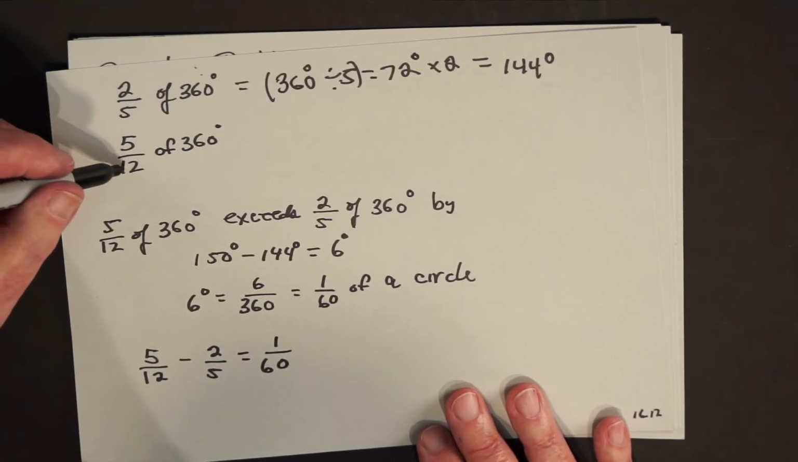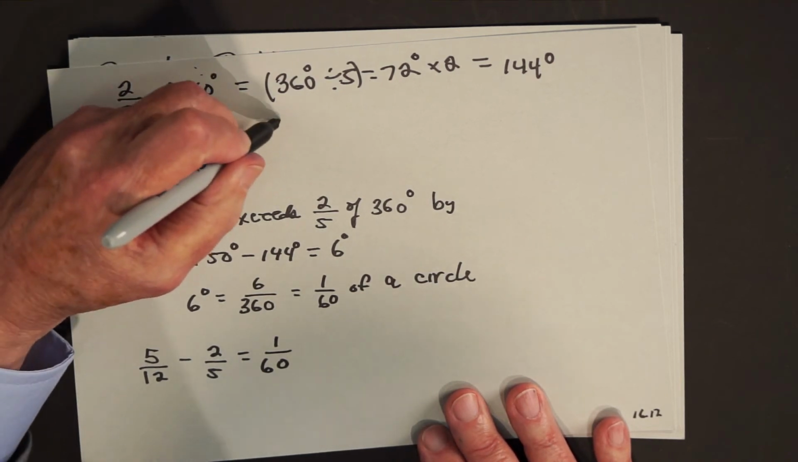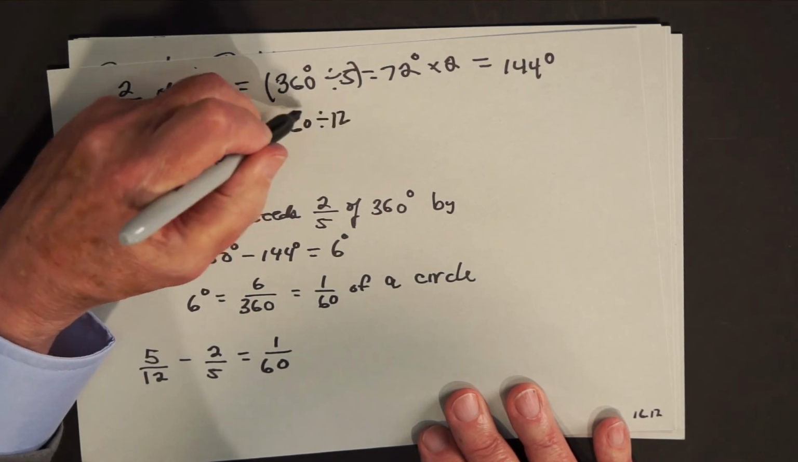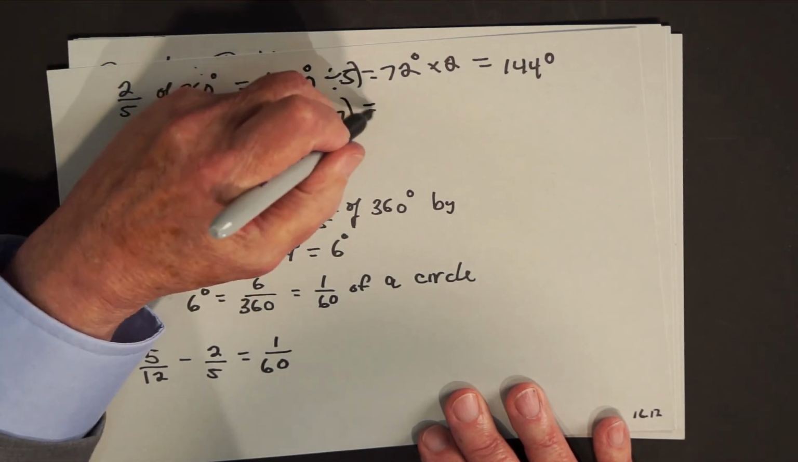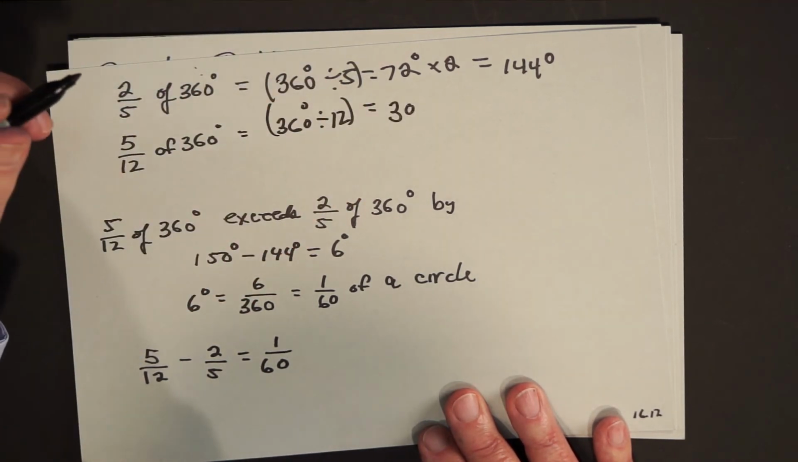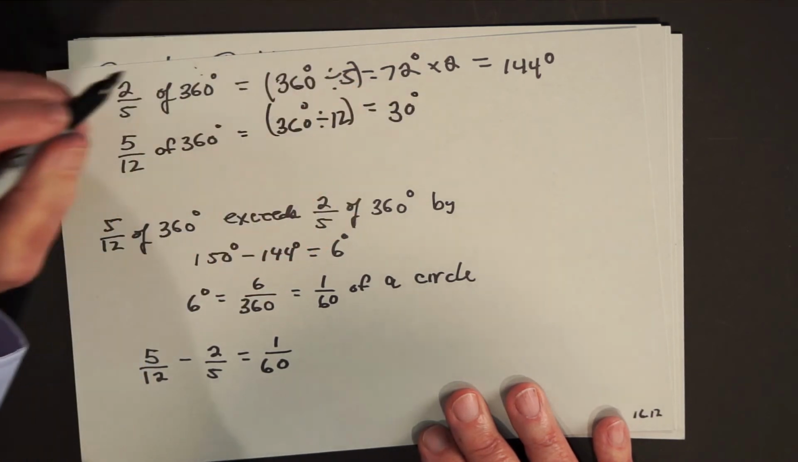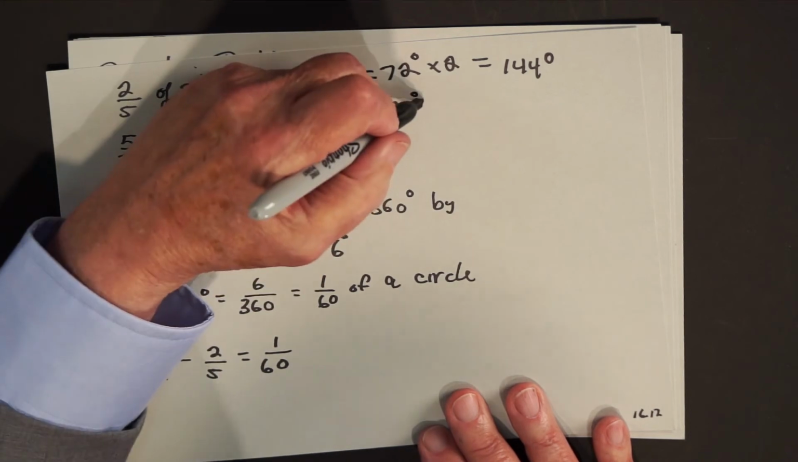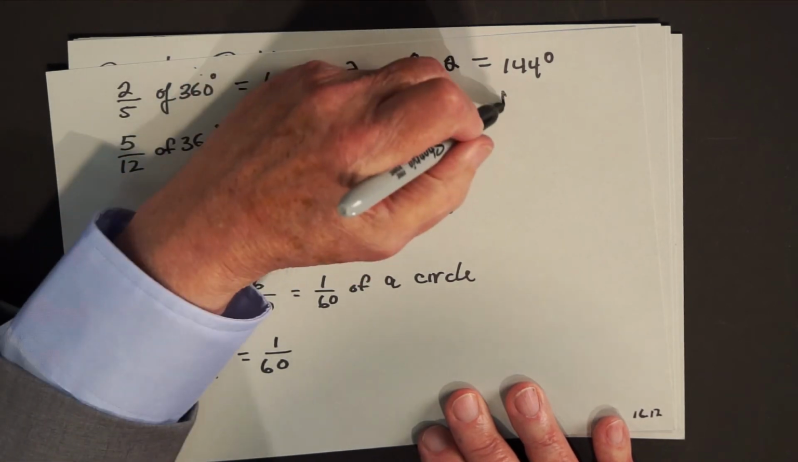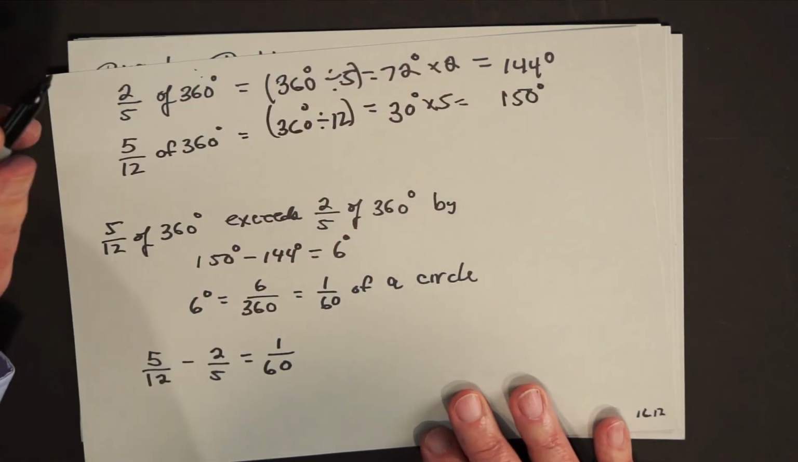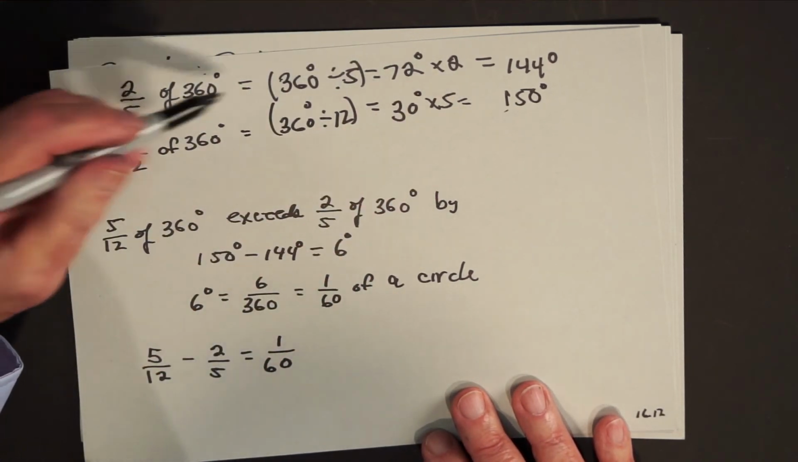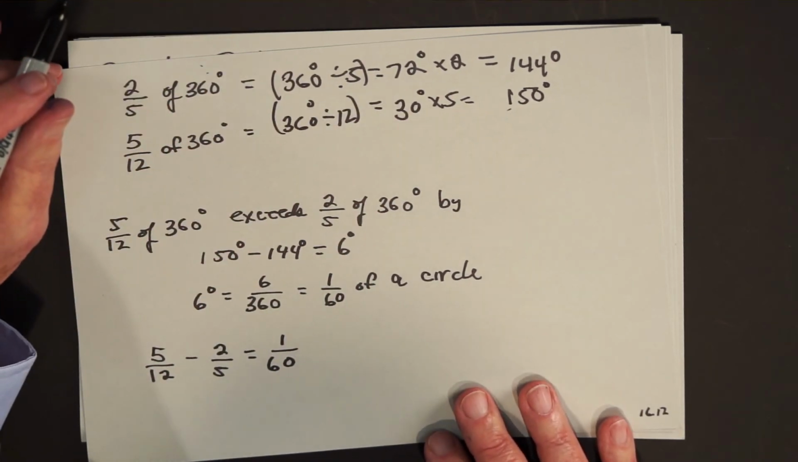Now what about 5/12 of 360? Now I'm taking the 360 and dividing it into 12 pieces of equal size. That's 30 degrees each. And how many of those pieces am I taking? 5. And so 5/12 of the circle is 150 degrees. 2/5 of the circle is 144 degrees.